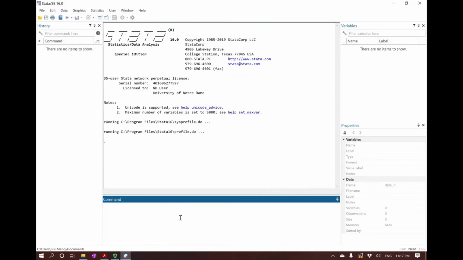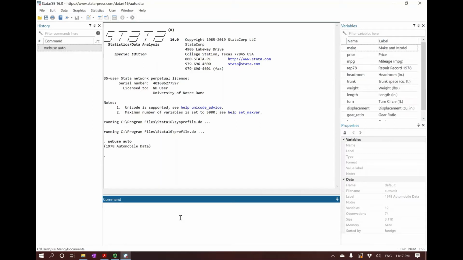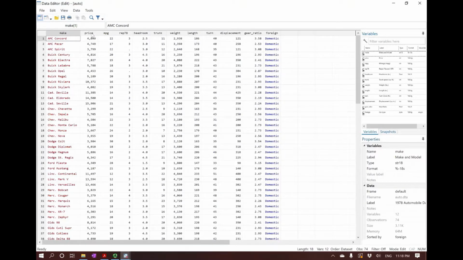So if you launch Stata, today we're going to use data from the internet. If you type the command webuse auto, we will automatically load a data set on automobile data. This is already stored on the internet, and we can directly use this webuse command to get this data. Once you have this data successfully loaded, let's take a look at the data browser. We have several quantitative variables with numerical values. This is very easy to tell.